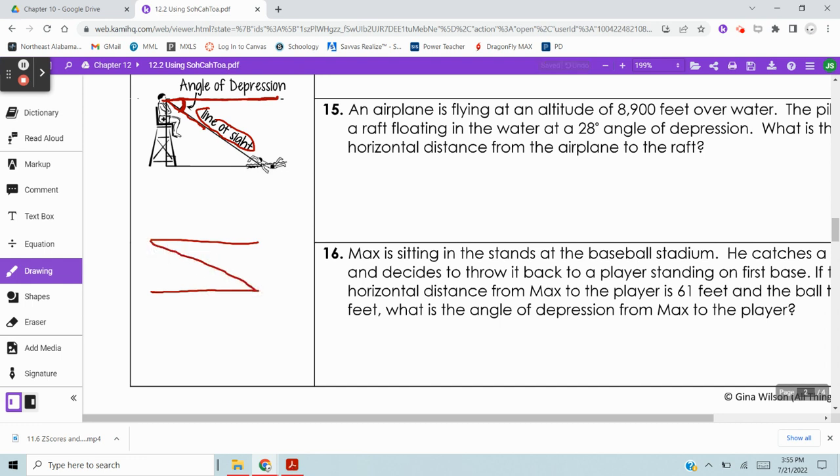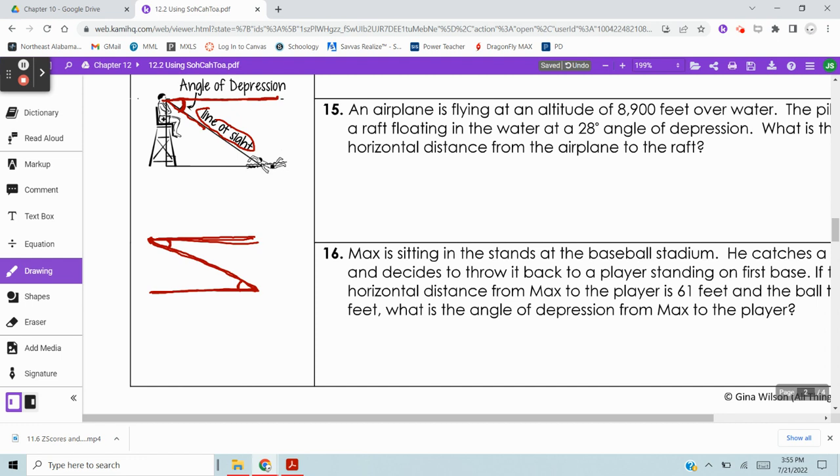from geometry. So if somebody is here looking down, this would be their angle of depression. If somebody is here looking up, this would be their angle of elevation. So they're looking at each other. These are horizontal with the ground. Since they're both horizontal with the ground, that means they are parallel. And this would be, from geometry, what we call a transversal.